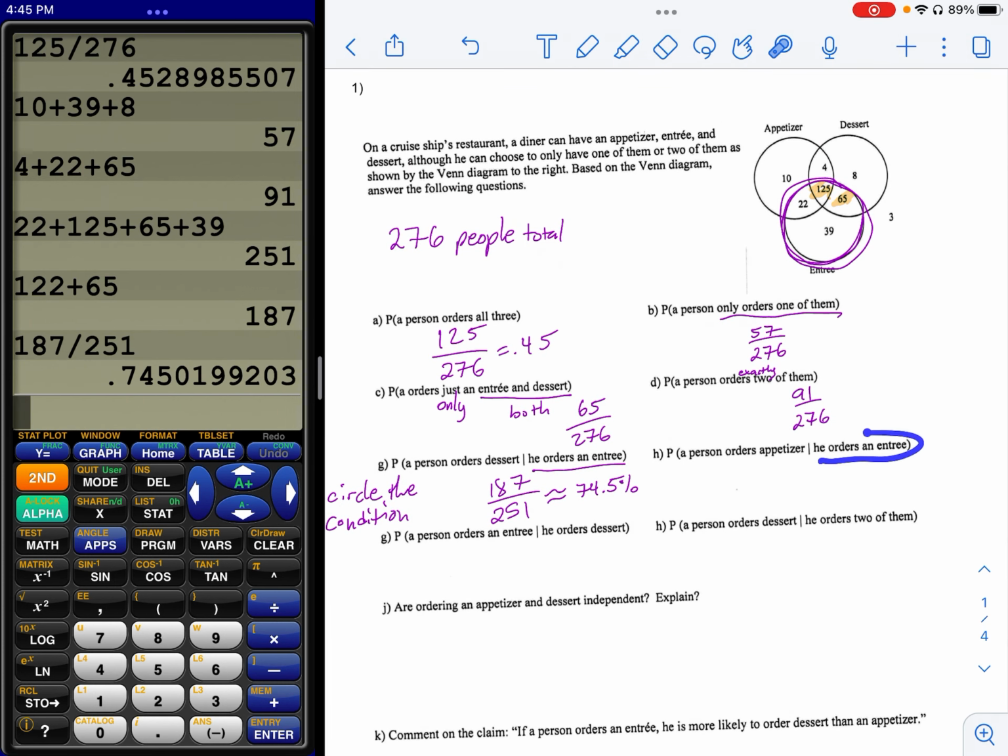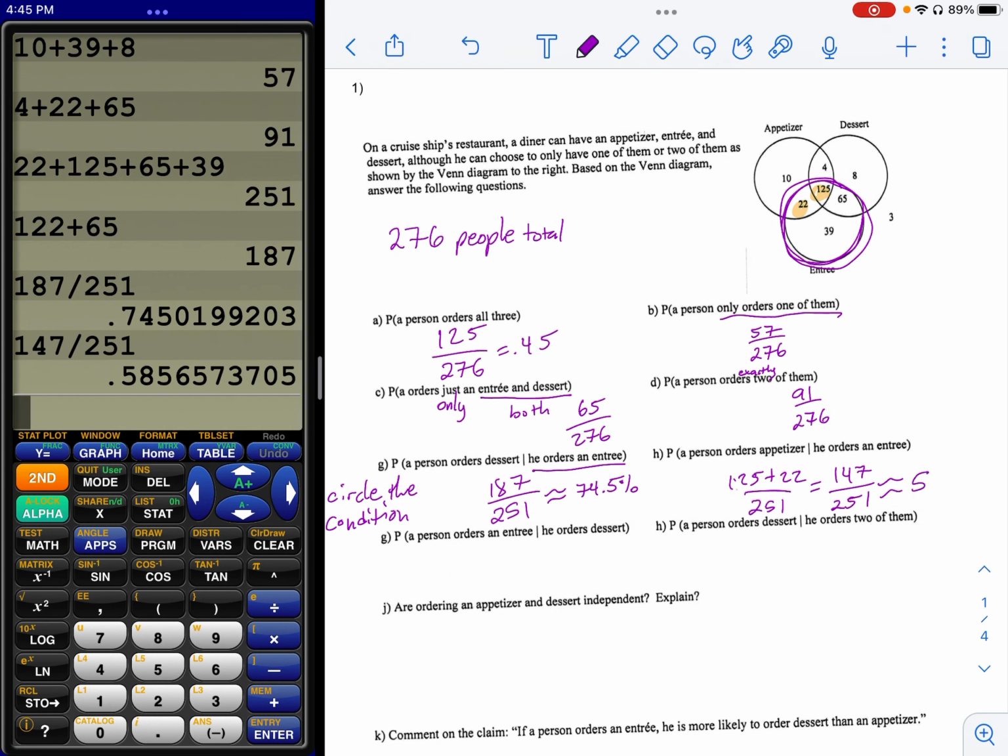H, it's the same condition, so it's the same denominator. It's 251, right? It's the same circle, but now how many of them ordered an appetizer? So now my highlighted parts shift. The people in the middle ordered an appetizer, and so did these 22 people. So 125 plus 22 is 147 out of 251, which is 147 divided by 251, about 58.6%.